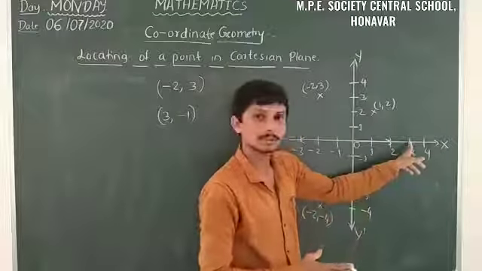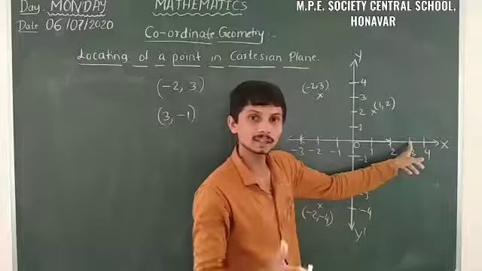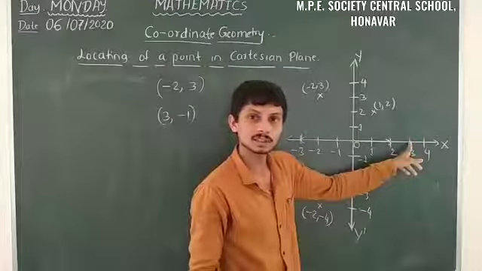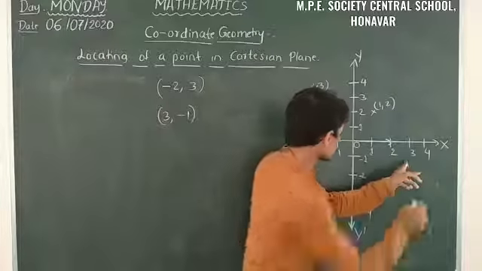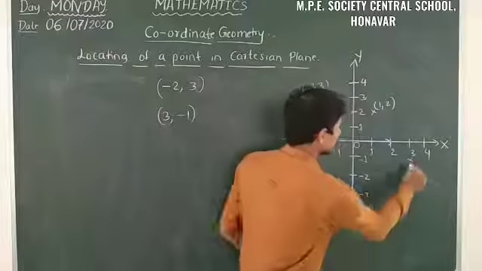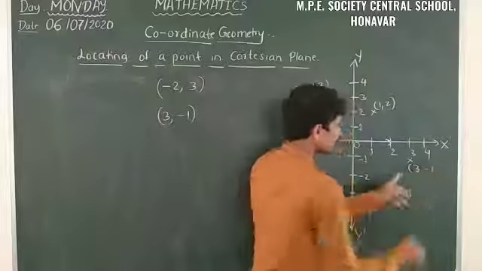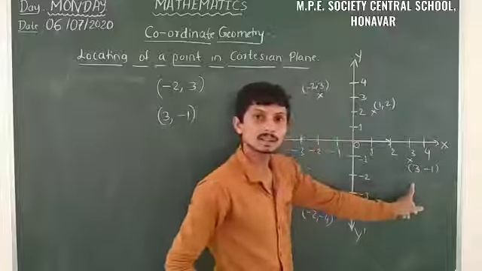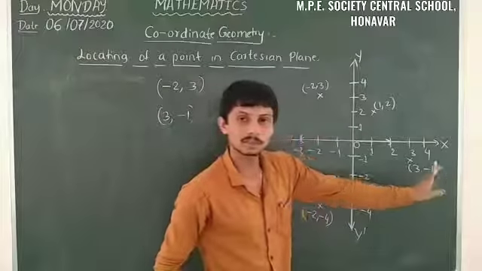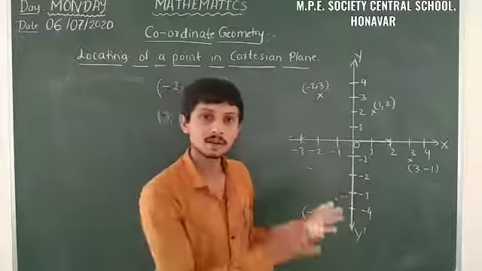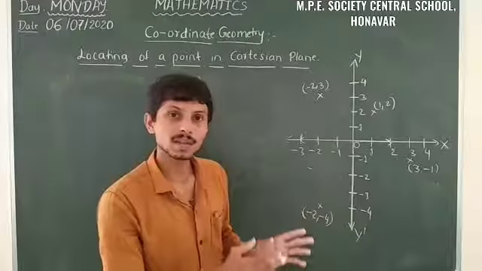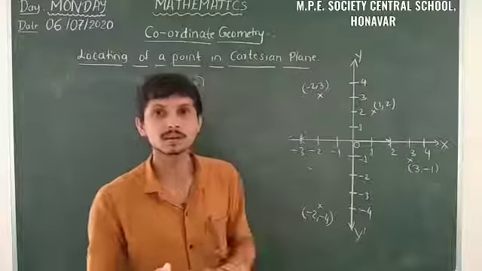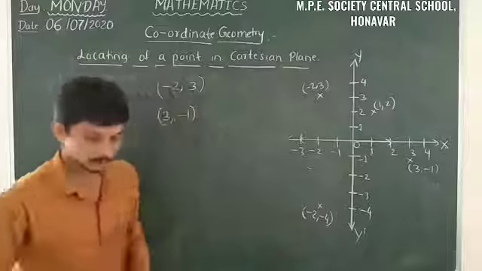After that we have to take the perpendicular distance of -1 from the x-axis, and here -1 is there. So I will write it as 3 comma -1. Here I will write 3 first and -1 next. That means we have to write it in the way x comma y, the x coordinate first and the y coordinate next. So just observe the diagram.